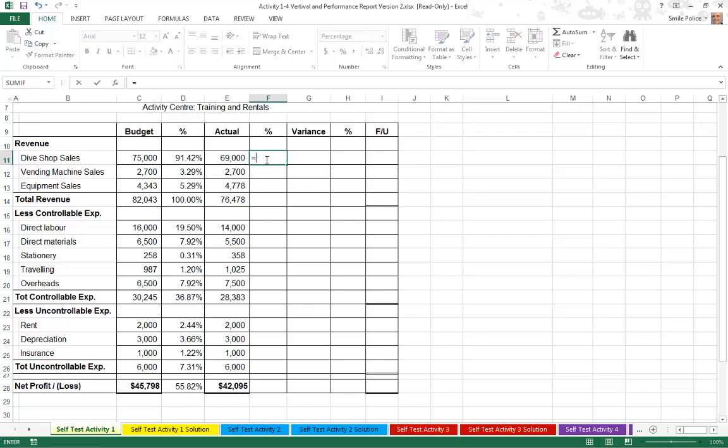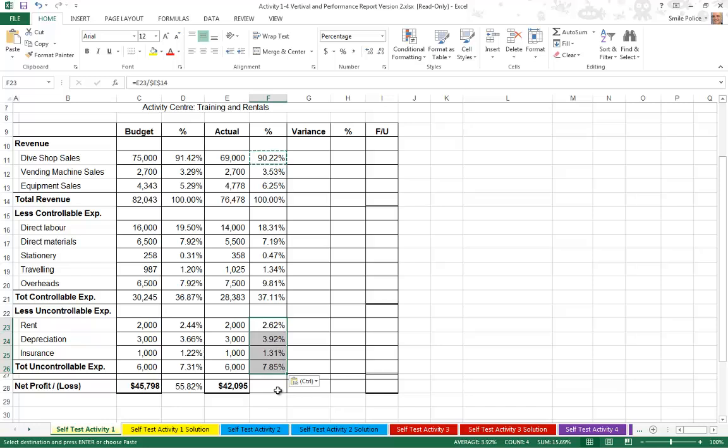Okay, now we do it for the other side. This is the actual, what really happened, divided by total revenue. Always total revenue, so every figure is divided by the total revenue. We put F4, and we just copy that, Control C, and Control V to paste, highlight the next area, Control V for paste, highlight the next area, Control V for paste, and Control V for paste.